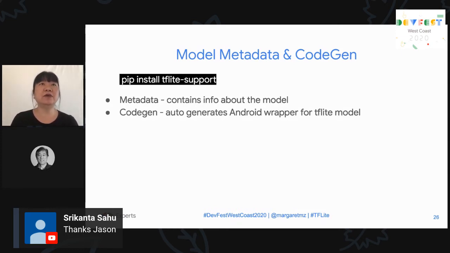So what it does is that you either run it through command line or maybe in Colab. The tool will help to add a bunch of information about your model, like for example, the input shape and what the model is about. At the same time, it will enable the CodeGen, which is the automatic code generation of an Android wrapper for using the TFLite model. So earlier, I mentioned to you a lot of really manual process, and all of that will be taken care of by CodeGen. So you don't have to do a lot of that manual work.